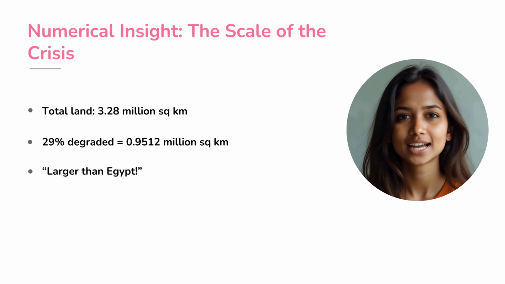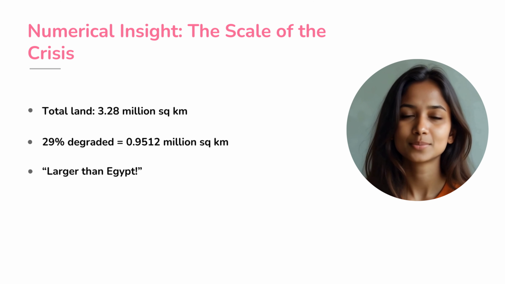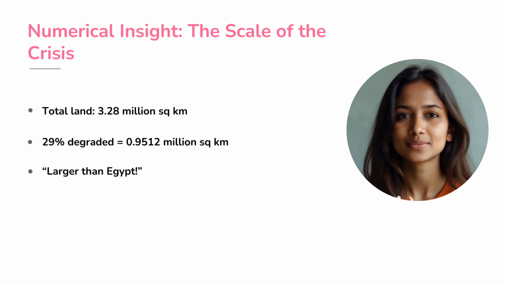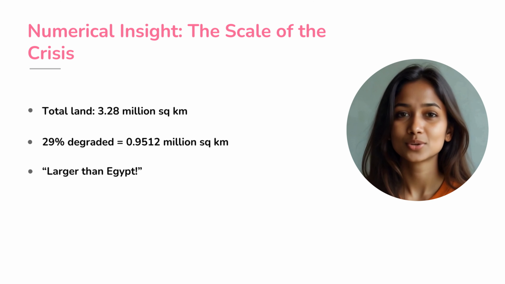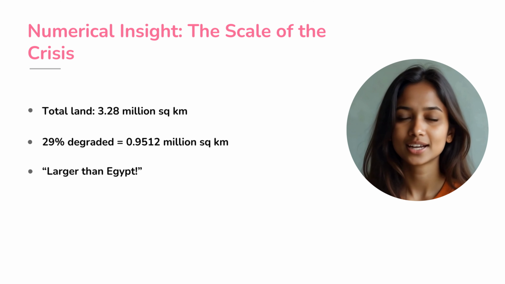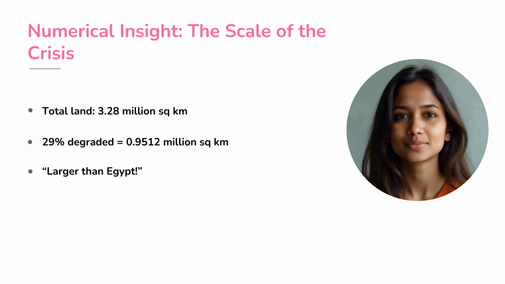Let's crunch some numbers to understand the scale of the problem. India's total land area is about 3.28 million square kilometers. And guess what? Around 29% of it is degraded. That's 0.29 multiplied by 3.28, which equals 0.951 million square kilometers. Yes, almost 1 million square kilometers of land is damaged. That's more than the size of Egypt. This isn't just a statistic, it's a warning bell.